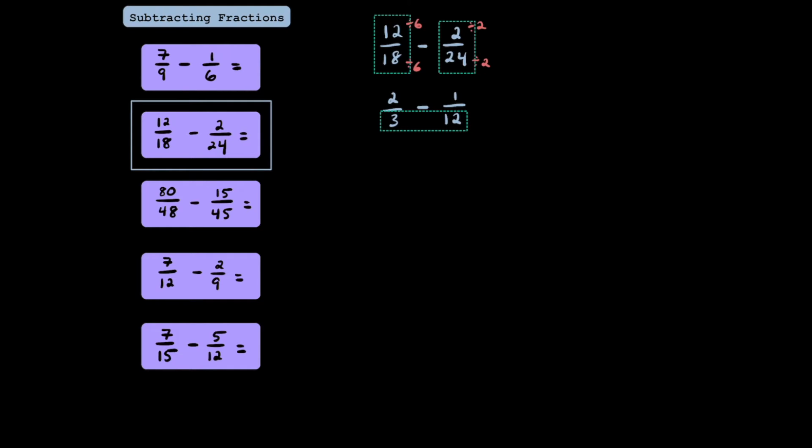Since we don't have common denominators, we have to get them. Since 3 is a factor of 12, we can just multiply 3 times 4, and we're going to have 8 over 12 minus 1 over 12. Now that they have common denominators, we can subtract 8 minus 1 to get 7. The difference here is going to be 7/12.